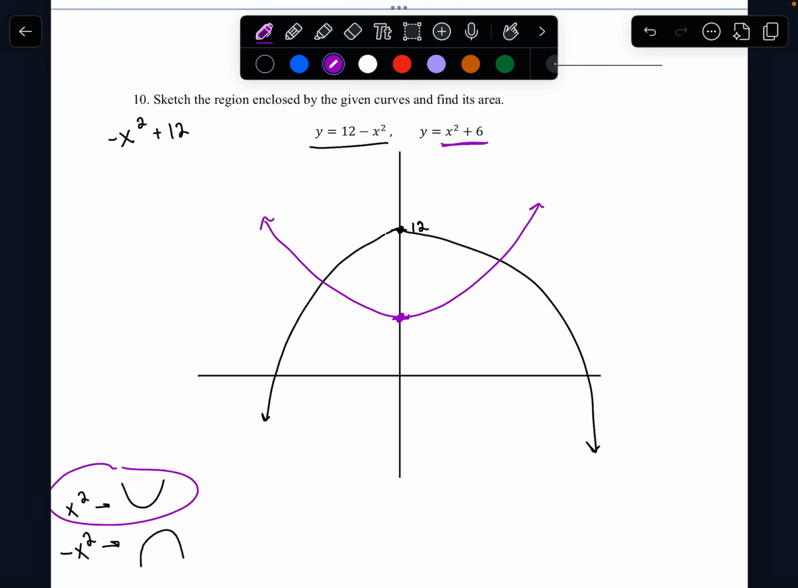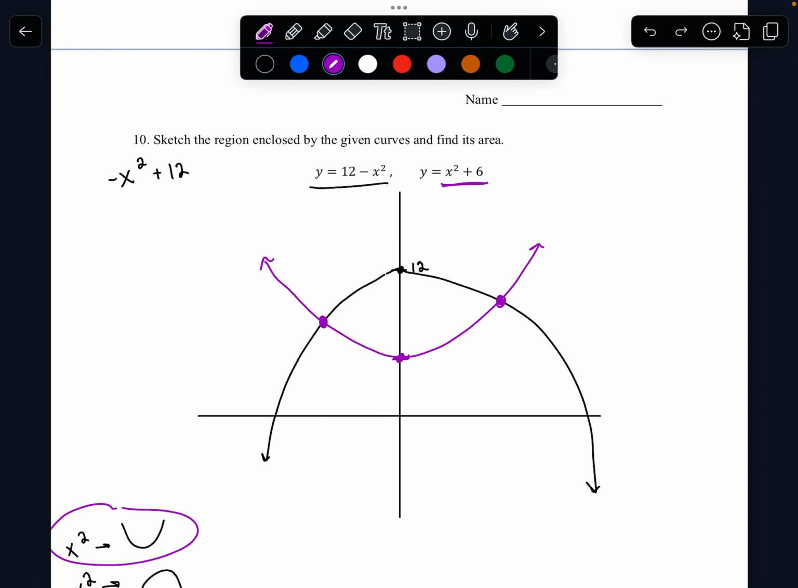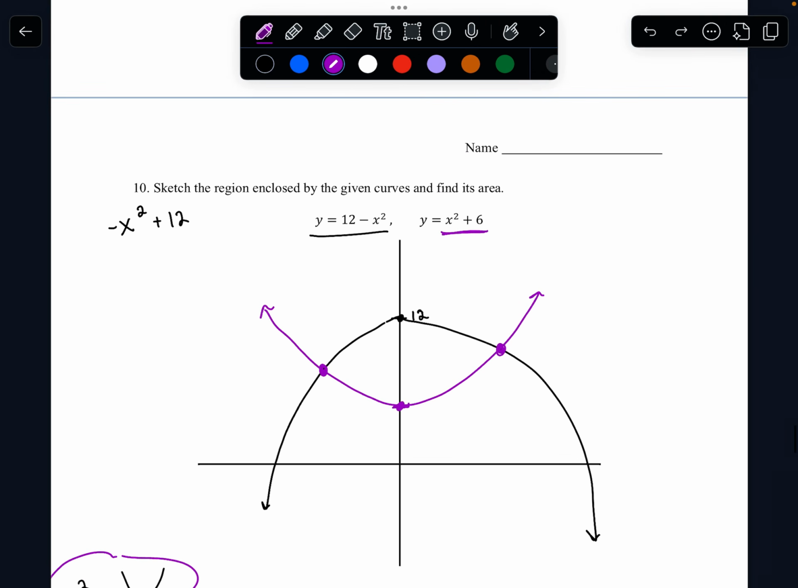Okay? Now, do I care where this intercepts the x-axis at? No. But you know what I do care about? I do care where these intersect. Okay, but we can figure that out. But we'll get there in a second. So step 1 is to draw both of these curves to the best of your ability. You can do it, okay?